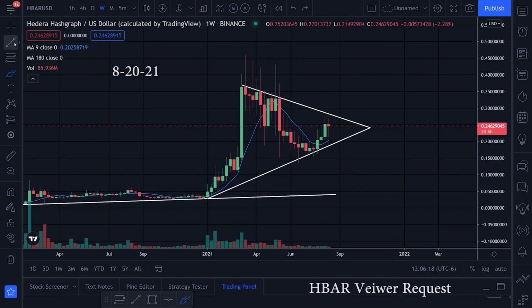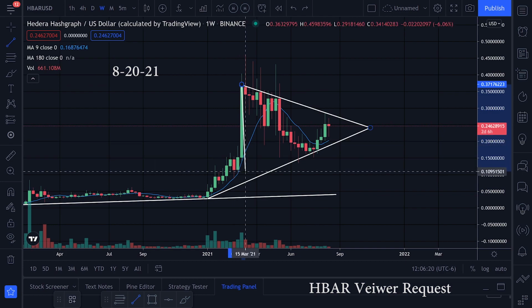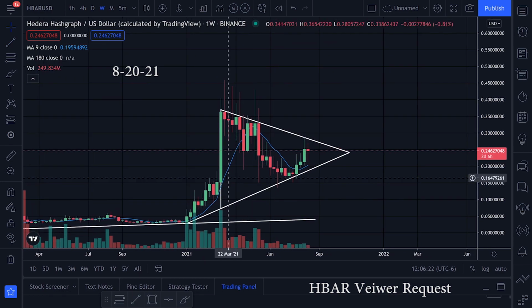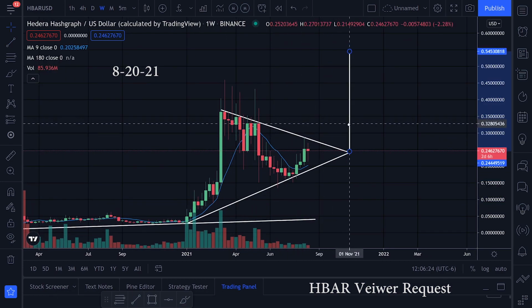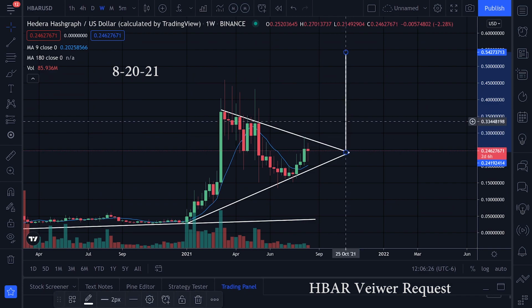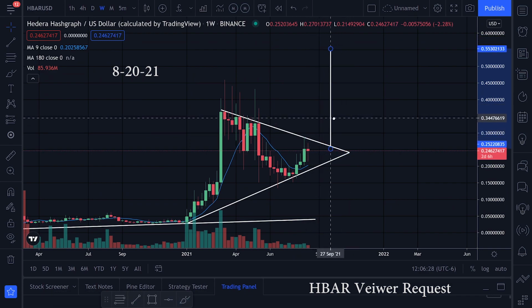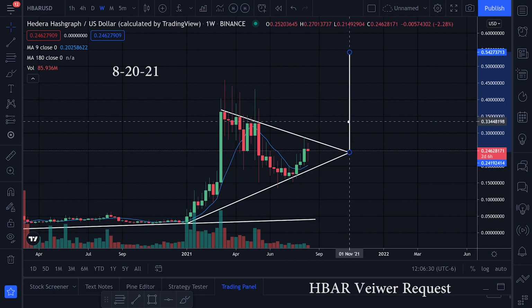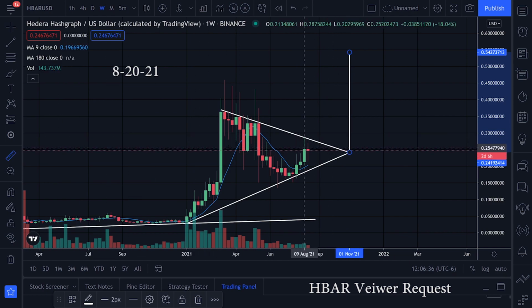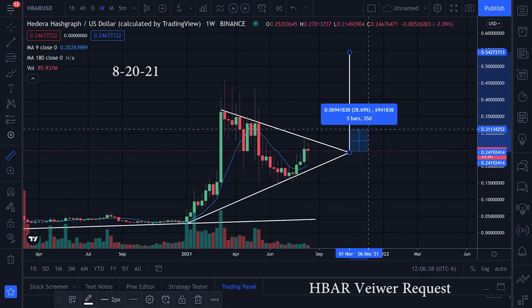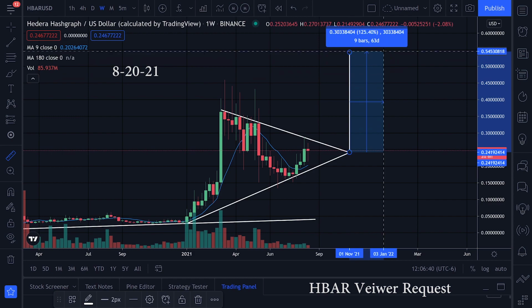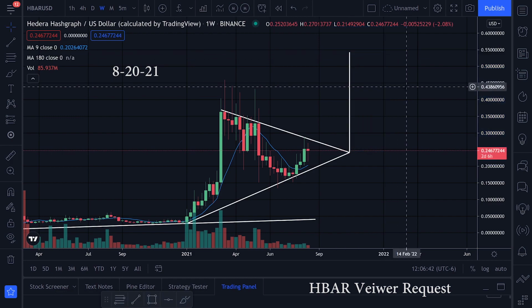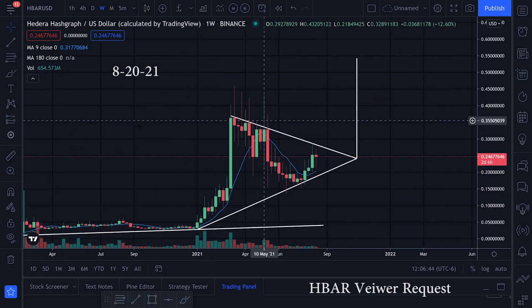If we break to the upside, let's just do a bullish scenario real quick. If we break to that upside, let's just say the target breaks down here, or even maybe somewhere around here. I don't know. Let's just say right here for the low point. It could be around .542. This is the weekly time frame, so it could take a long time, but we're looking at a possible 125% jump if this target plays out.